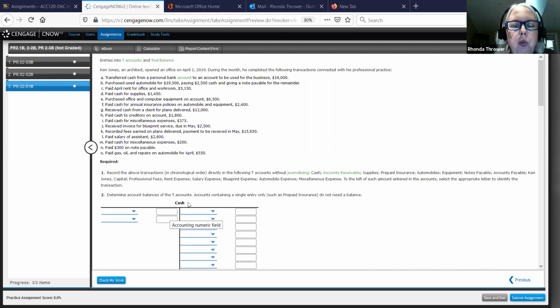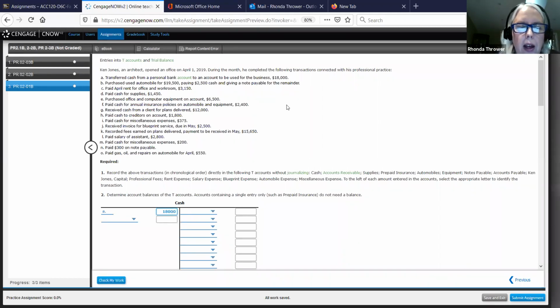What you have to know is which account you're using. First of all, we're using cash, and you need to know how it is classified. Cash is an asset account. Assets increase on the debit side. So I'm going to record this transaction by putting an A in the slot beside the debit, which is on the left side of the account. I'm going to put the amount in as $18,000.